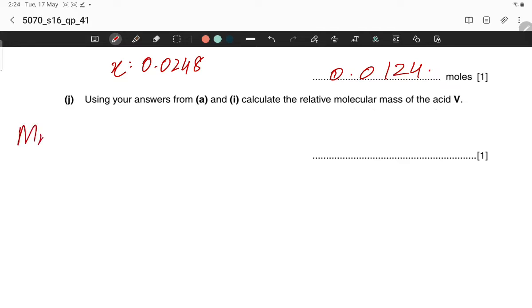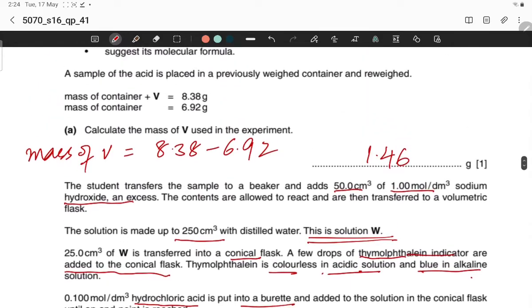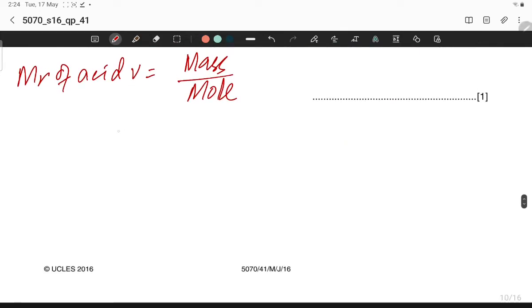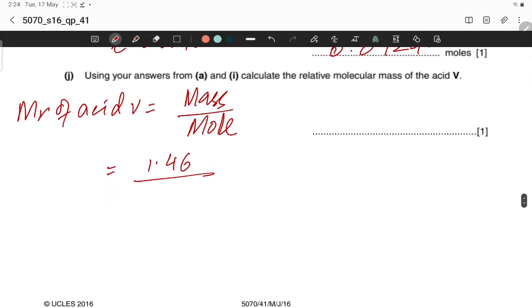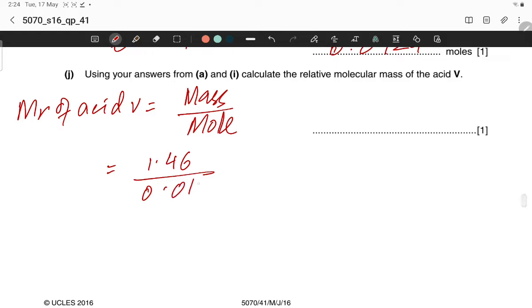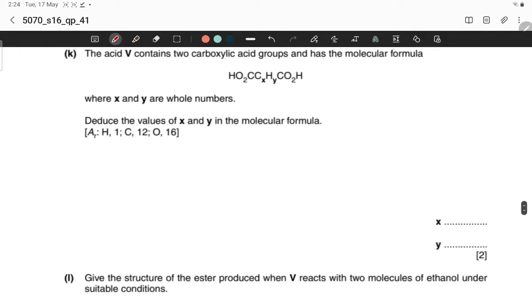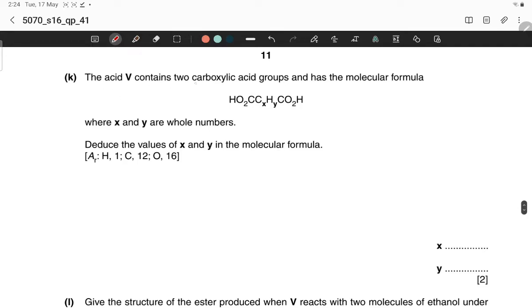Using your answer from A and I, calculate the relative molecular mass of the acid V. Mr of acid V is equal to mass over moles. Mass from the first part is 1.46 divided by moles 0.0124. The answer is 118.